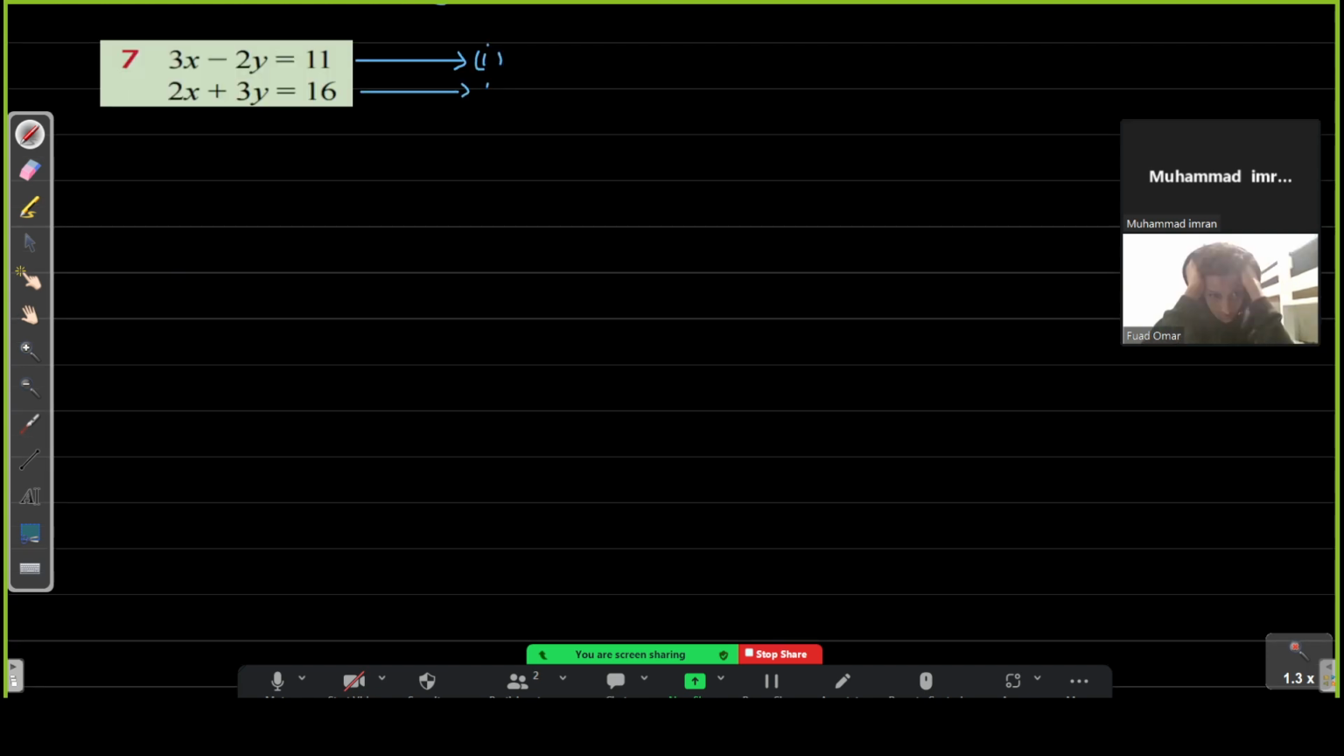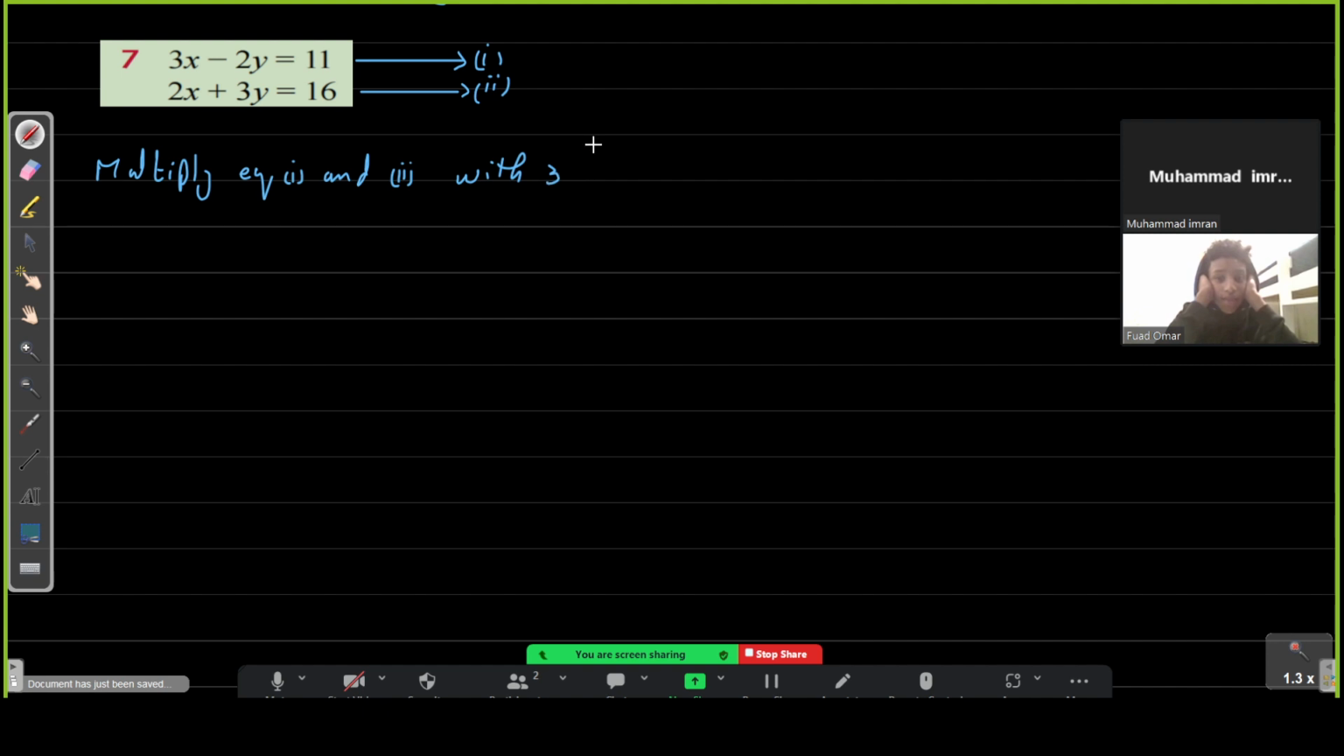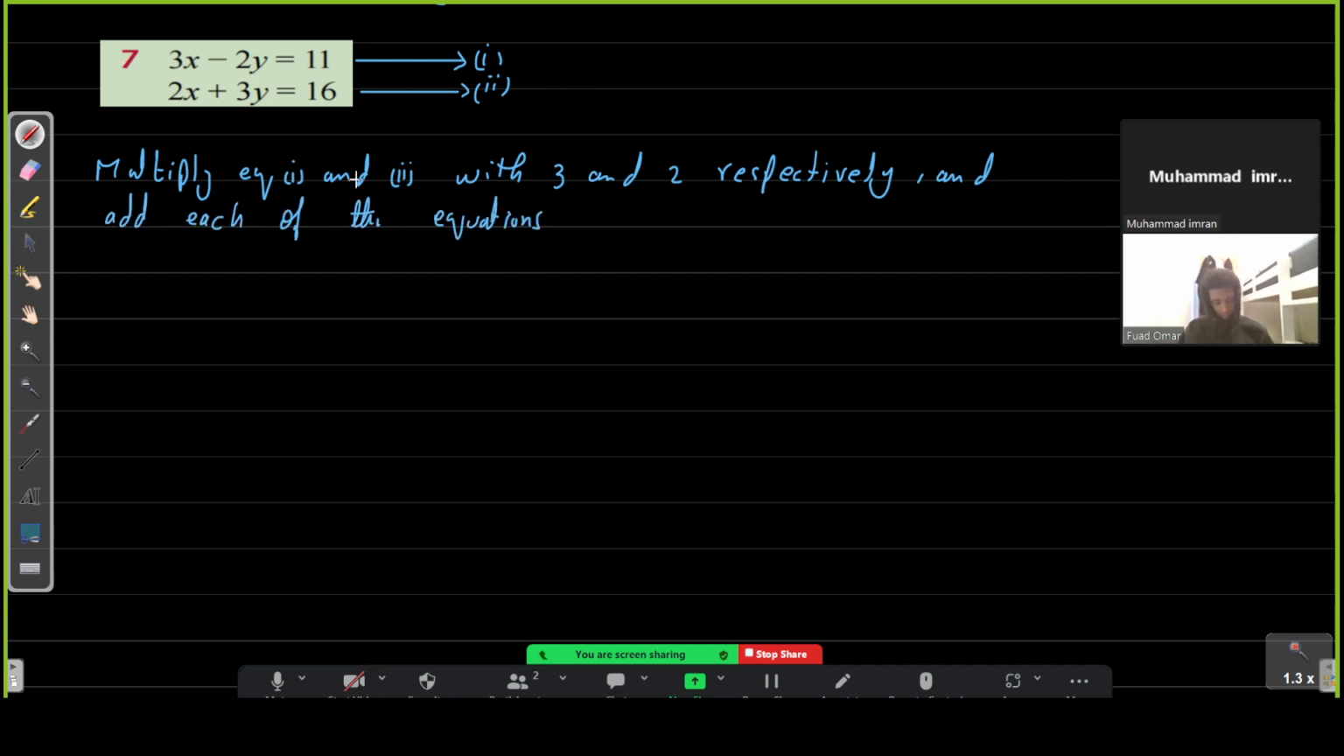This is equation number 1. This is equation number 2. Multiply equation 1 and 2 with constants: equation 1 will be multiplied with 3, and equation 2 will be multiplied with 2, and then add each of them. So first I'm going to multiply equation number 1 by 3.